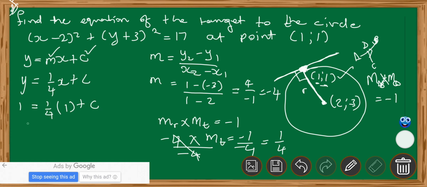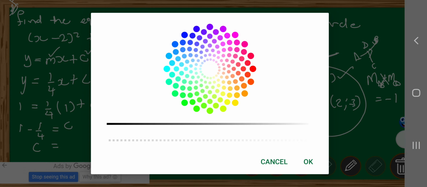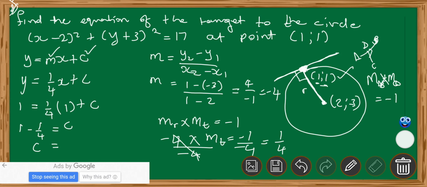So the value of c is at 1. We take 1/4 times 1 and subtract it from 1, which is −1/4. That is c. So the value of c is 1 minus 1/4, right? Which is positive 3/4. So the equation of the line, or the equation of the tangent, is y = 1/4 x + 3/4.